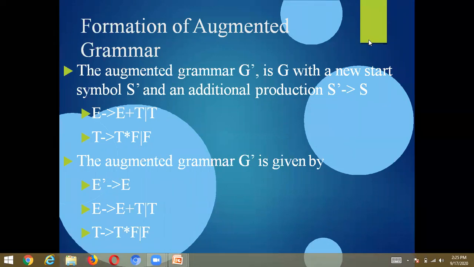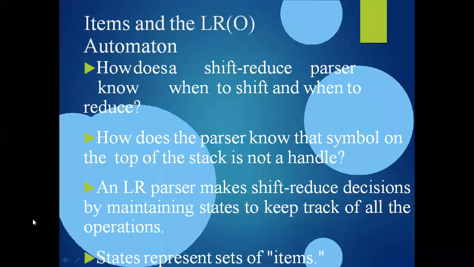And the next, step number 1 is completed, just the formation of the augmented grammar. Now, step number 2. What is step number 2? Items and the LR of zero automaton. Items and the LR of zero automaton.